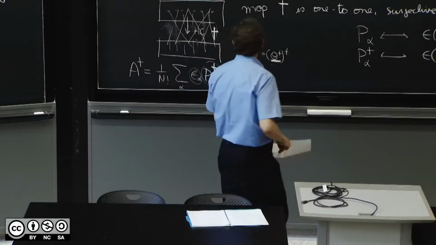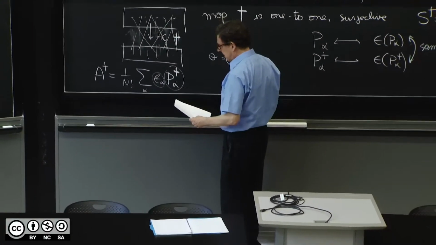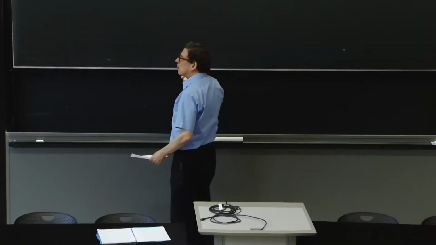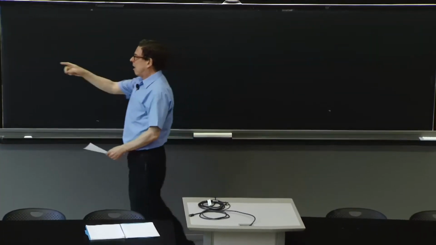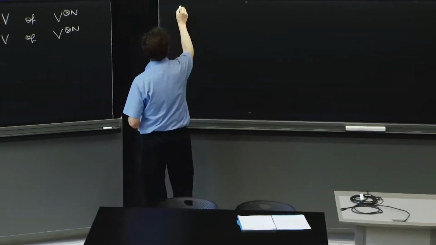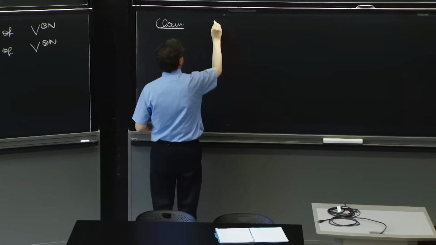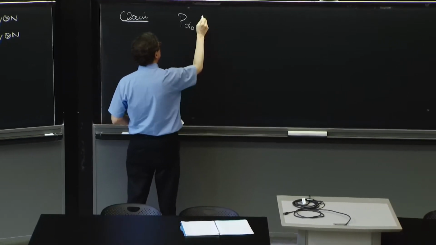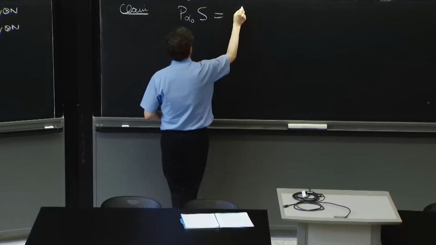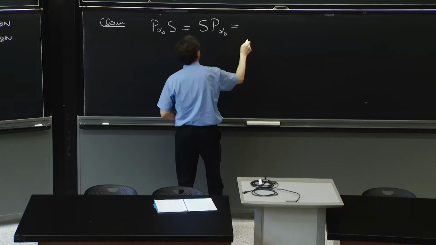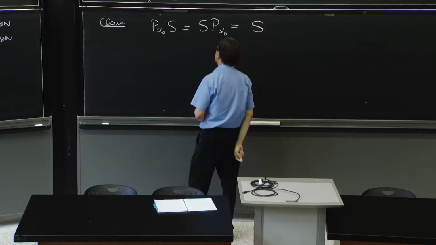We can go a step forward now. So we're trying to understand these operators, and the next claim is that if you multiply an arbitrary permutation operator times S, or you multiply it on the other side, is the same, and in fact is just S.